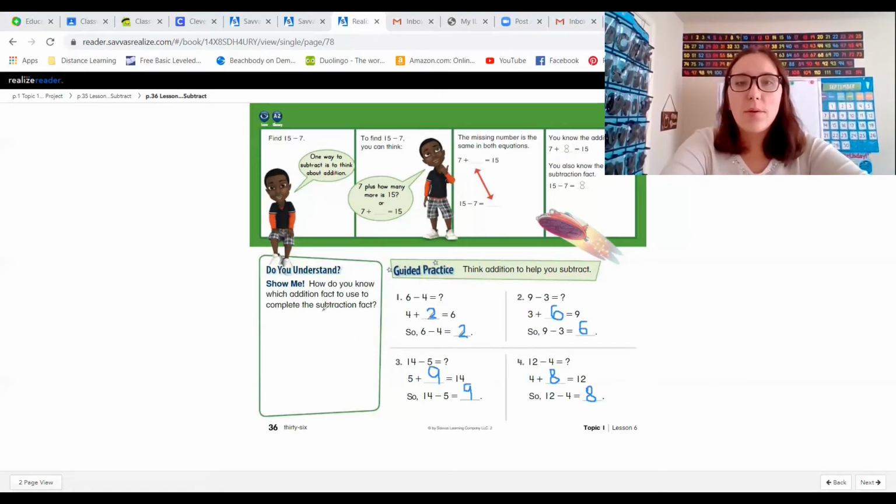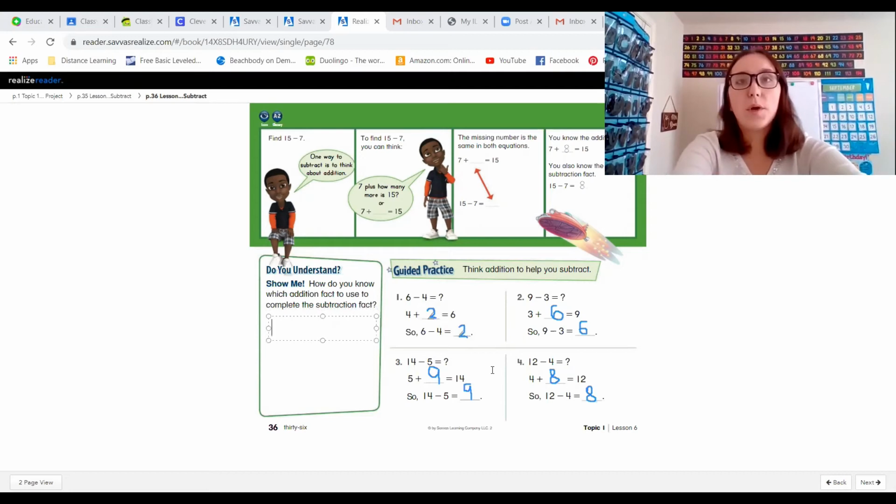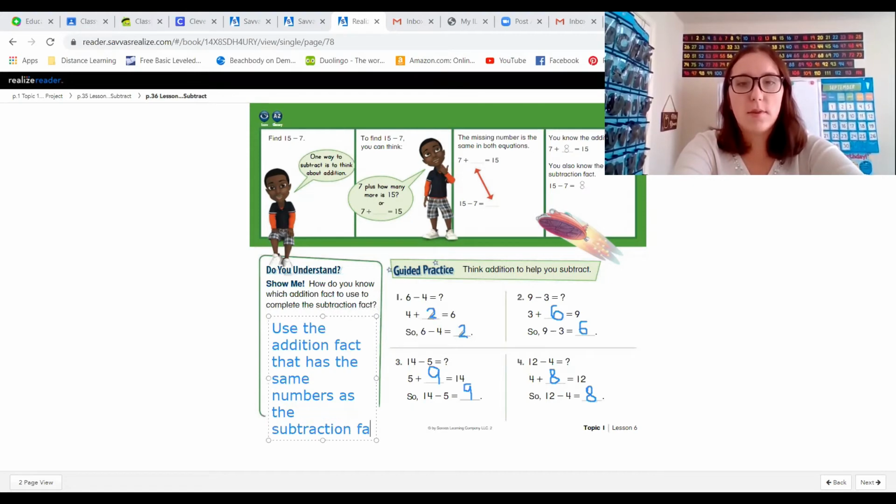Let's look at the do you understand problem. It says, how do you know which addition fact to use to complete the subtraction fact? So I want you to pause the video and go try and answer that question by yourself, and then we'll come together and we'll check your work. Okay, we know that we can use the addition fact that has the same numbers as the subtraction fact. That's how we know which addition fact to use to complete our subtraction fact. Let's go watch another video.